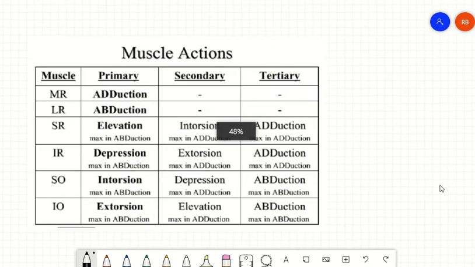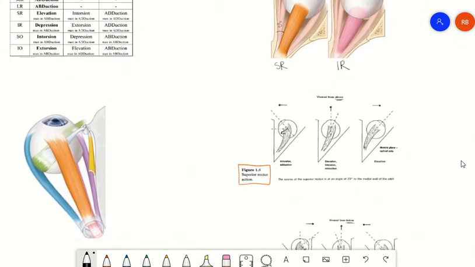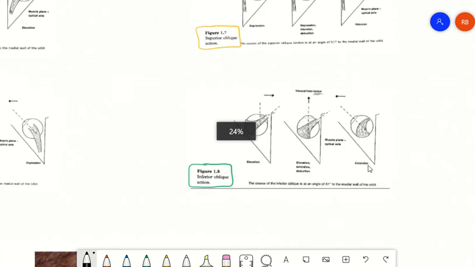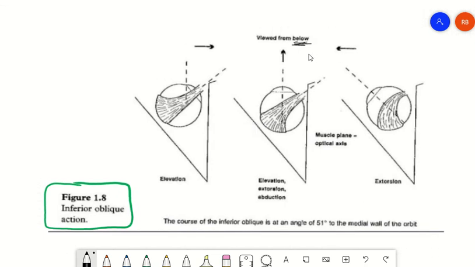So let's go to the final one. The final one is the inferior oblique muscle. And this is a view from below. So take this example on the right. This is the attachment at the orbital floor, and this is coming up to attach to the lateral side of the eyeball.